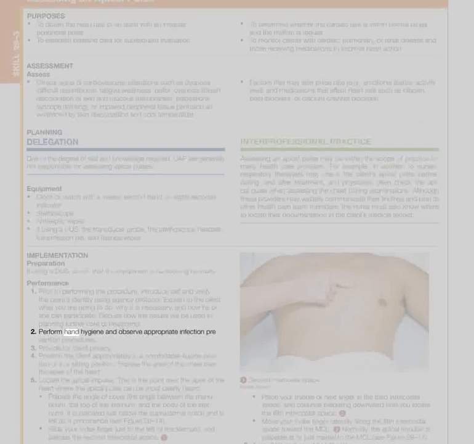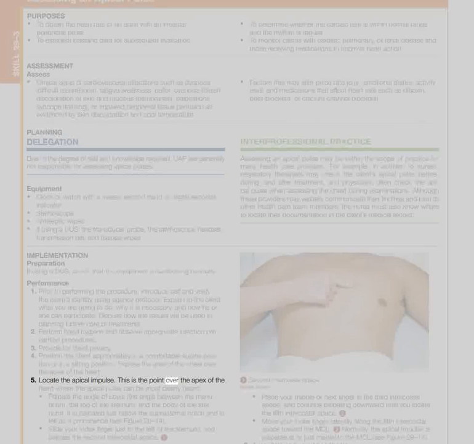2. Perform hand hygiene and observe appropriate infection prevention procedures. 3. Provide for client privacy. 4. Position the client appropriately in a comfortable supine position, or in a sitting position. Expose the area of the chest over the apex of the heart. 5. Locate the apical impulse.